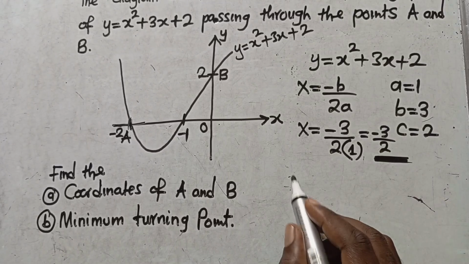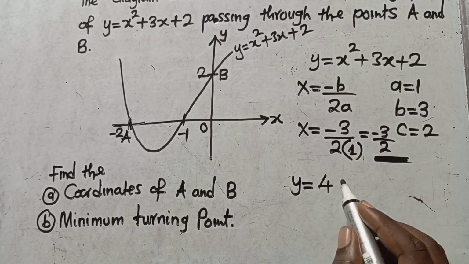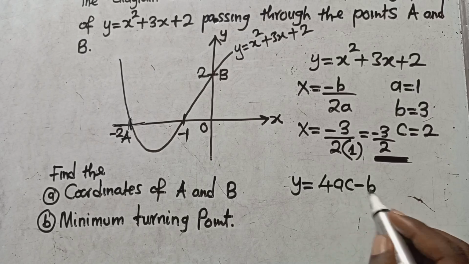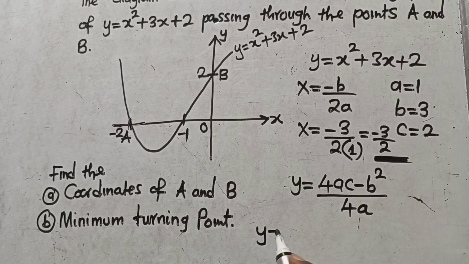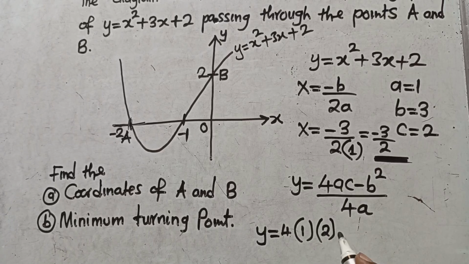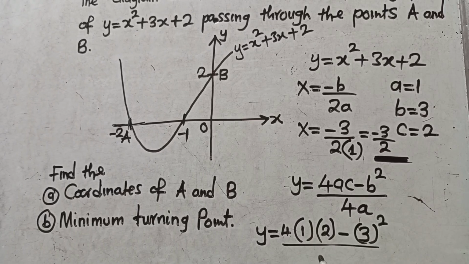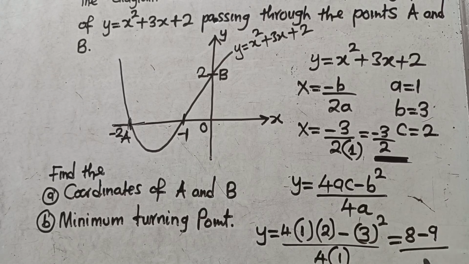I move to y. Which formula do I use for y? 4ac minus b squared over 4a. This is the formula for y. I just find y. Y is equal to 4 times a, which is 1, times c, which is 2, minus b, that is 3 squared. I say everything over what? Over 4 multiplied by 1. What answer am I getting there? 4 times 1, 4 times 2, 8, minus 3 squared, which is 9, over 4.